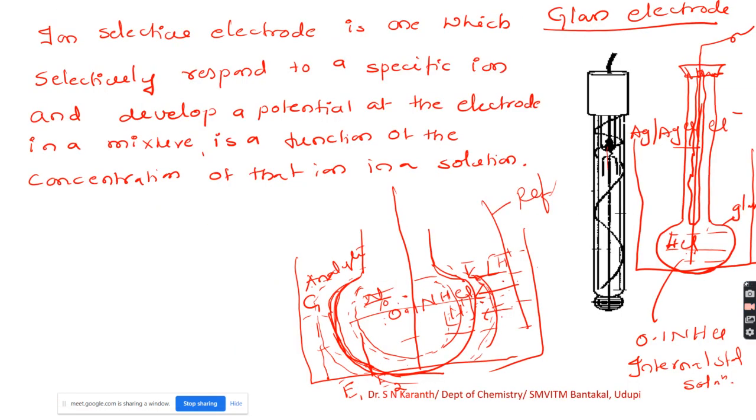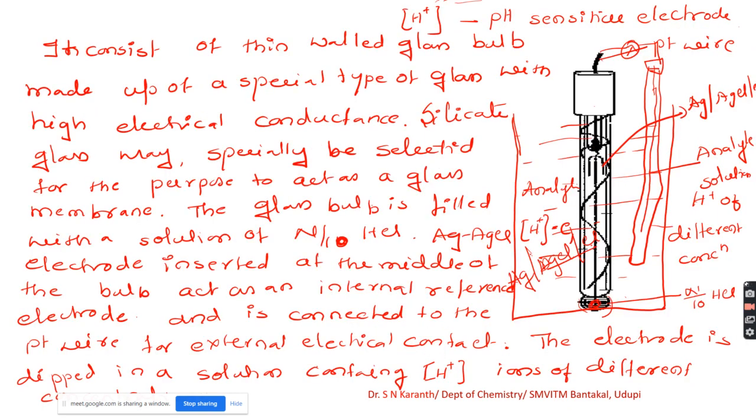An ion-selective electrode is one which selectively responds to a specific ion and develops a potential at the electrode in a mixture that is a function of the concentration of that particular ion. Particularly the glass electrode. The glass electrode consists of a thin-walled glass bulb made of a special type of glass with high electrical conductance. The bulb is filled with 0.1 normal HCl solution. A silver chloride electrode is inserted in the middle of the bulb, acting as the internal reference electrode, and it is connected to a platinum wire for external electrical contact. That electrode is dipped in a solution whose pH is to be determined.